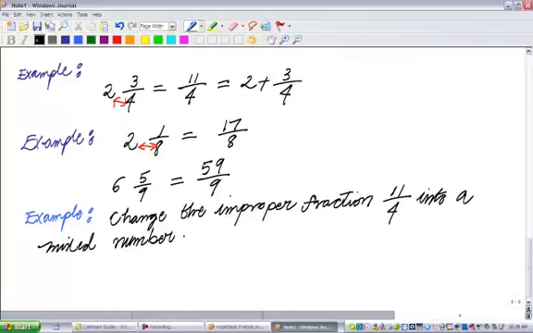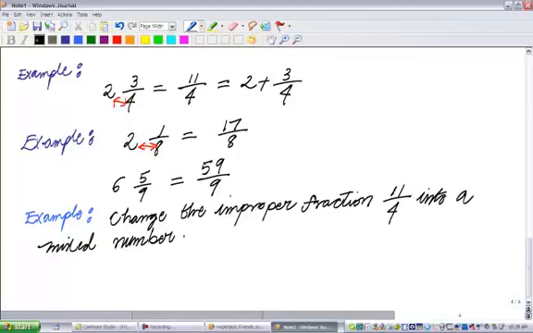What's the meaning of proper fraction or improper fraction? You better know it by exam time. Proper fraction means the numerator is smaller, right? 3/4 is a proper fraction. And what is an improper fraction? Improper means the numerator is bigger than the denominator. So this one is improper because the numerator is bigger than the denominator, okay?